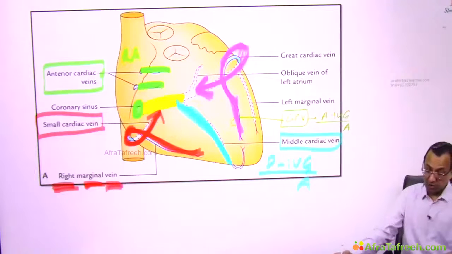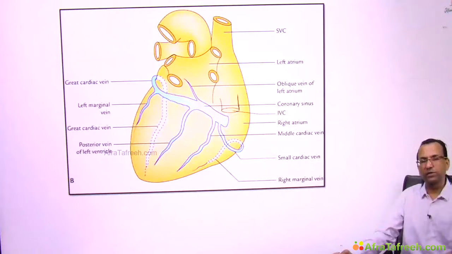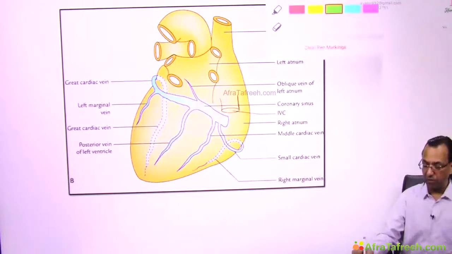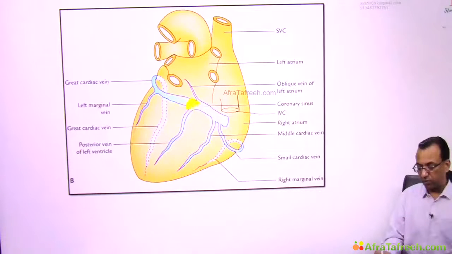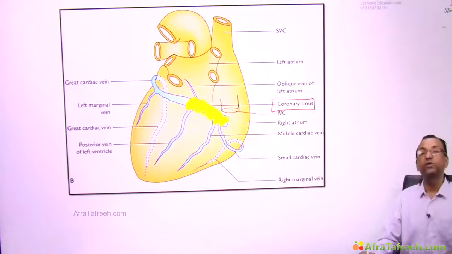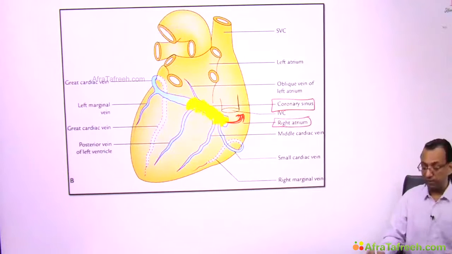Now, let us look at the venous drainage of the heart from the posterior side also, which is a diagram which we are supposed to draw. But before you draw the diagram, you see this is the coronary sinus. Where? In the coronary sulcus, on the posterior side of the heart. This is the coronary sinus in the posterior part of the coronary sulcus, and it is opening into the posterior wall of the right atrium.